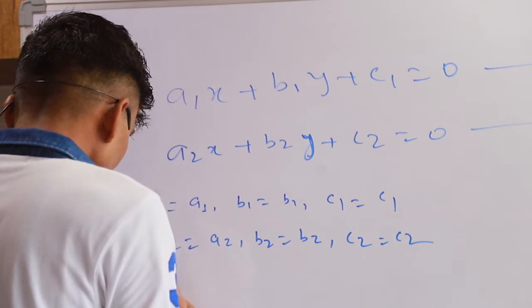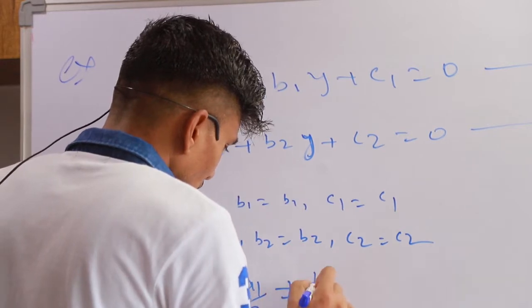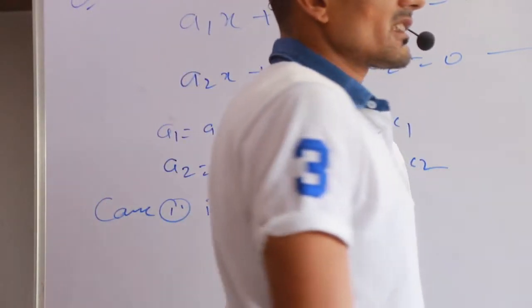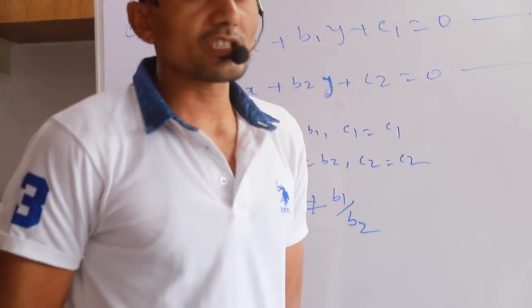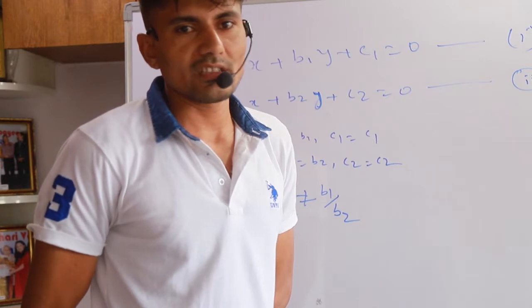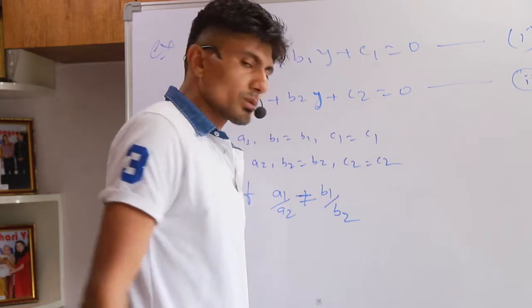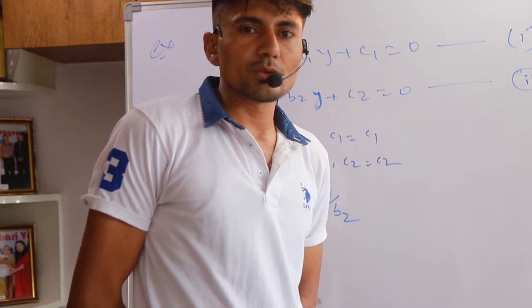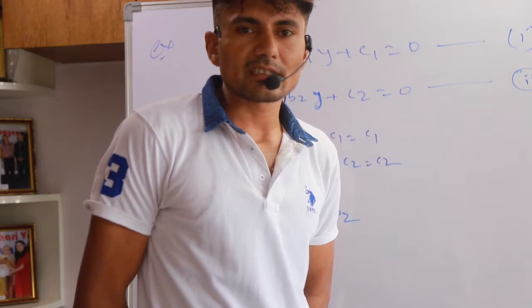Case first: if a1 by a2 does not equal b1 by b2. In this condition, how many types of solution does the linear pair of equations have, and which type of graph will this equation give us? If a1 by a2 does not equal b1 by b2, then we will get only one solution, that means a unique solution, and the graph will be intersecting lines.